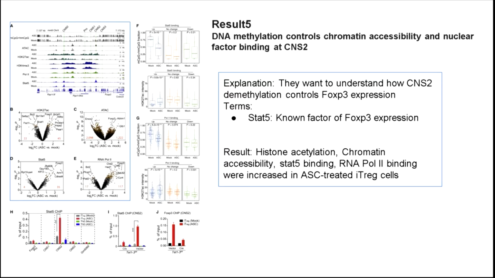The title of the fifth result is DNA methylation controls chromatin accessibility and nuclear factor binding at CNS2. They wanted to understand how CNS2 demethylation controls Foxp3 expression. In figures A and B, they checked H3K27ac levels and observed a significant increase at the Foxp3 promoter and CNS2 upon ASC treatment.